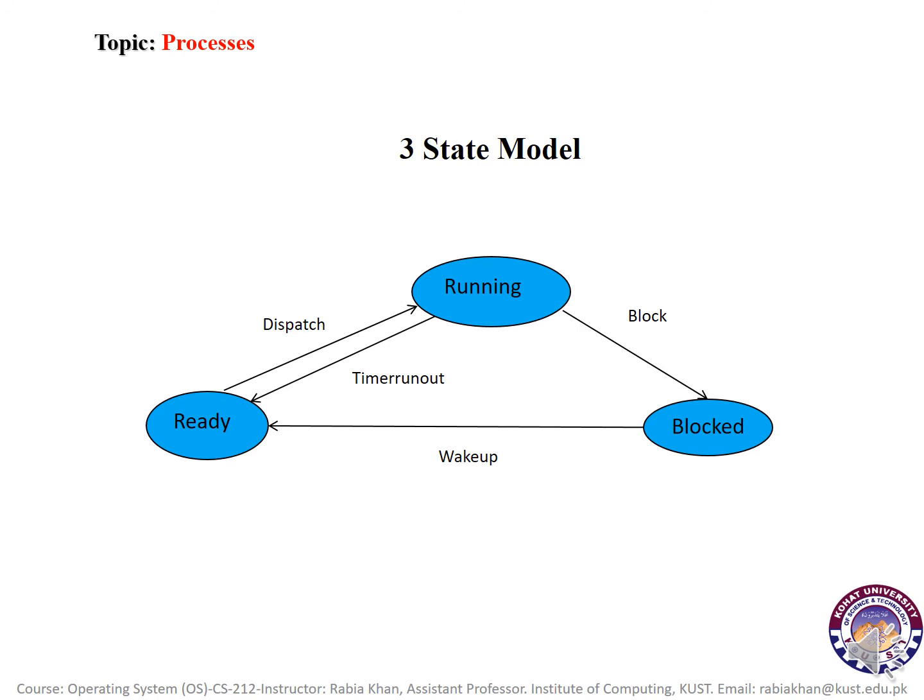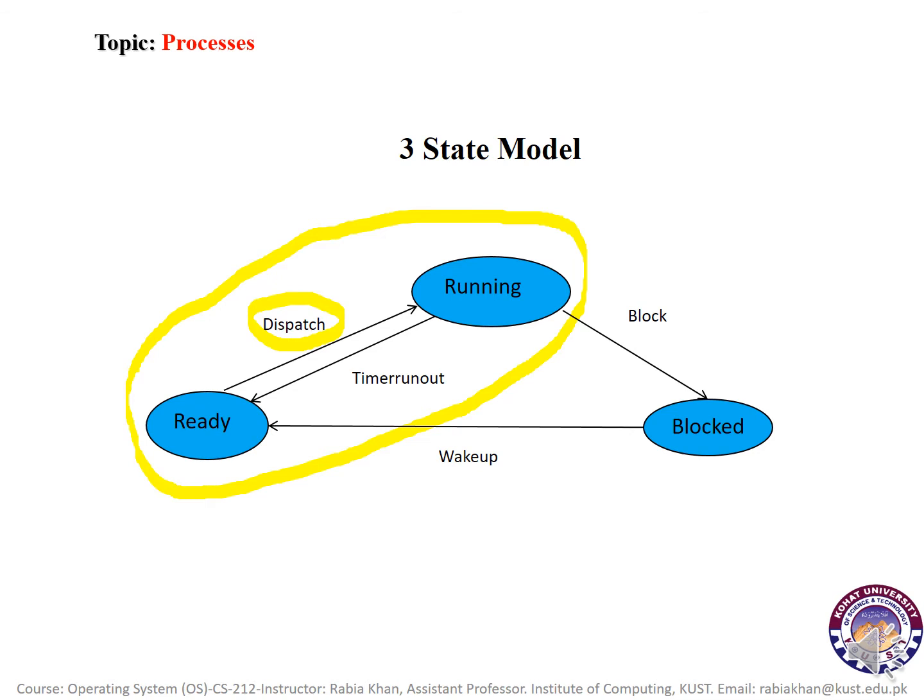In the previous discussion, we had seen a two-state model. Here you can see this is the previous two-state model. A process goes from ready to running due to the dispatch function, and when it comes back from running to ready, it is due to its CPU timeout. Ready and run are the two states of a process.